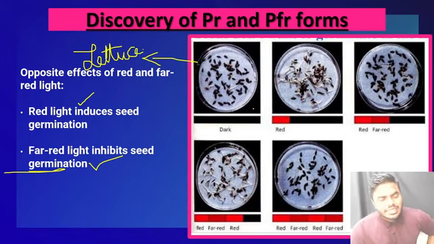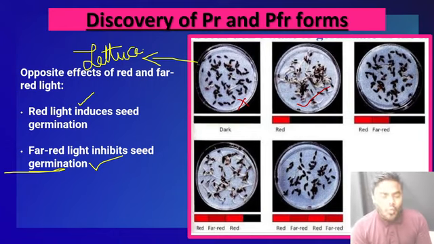Try to understand clearly. When we keep these lettuce seeds in the dark condition, do you observe any kind of seed germination? No, there will be no seed germination at all. But friends, when the lettuce seeds that we kept in the dark condition are exposed to the red light, what happens? It allows the process of seed germination.